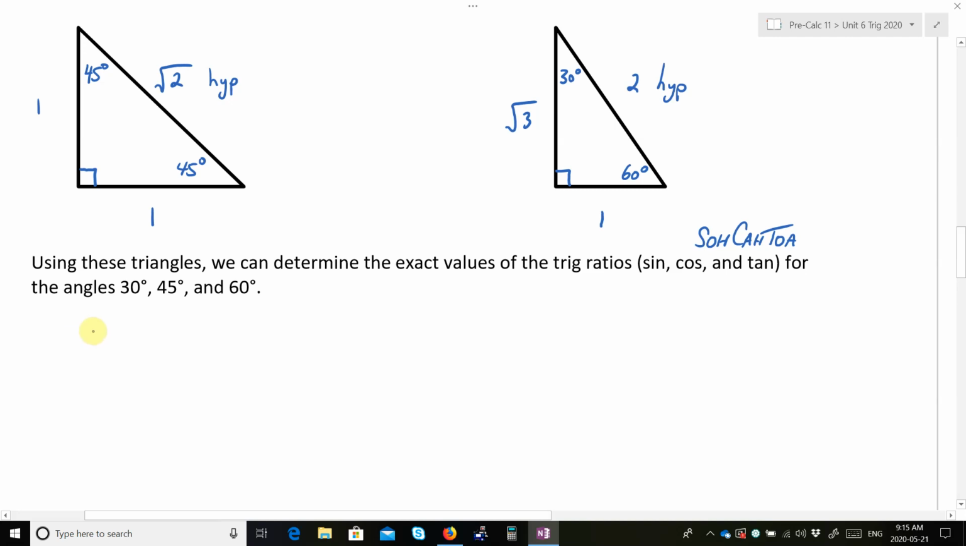And let's start off with the 30-degree angle. So we'll do sine of 30 degrees, cos of 30 degrees, and tan of 30 degrees. Now sine of 30 degrees, remember sine is opposite over hypotenuse, so we would have opposite, and the hypotenuse is across from there. So the opposite is 1, the hypotenuse is 2. So sine 30 is 1/2.